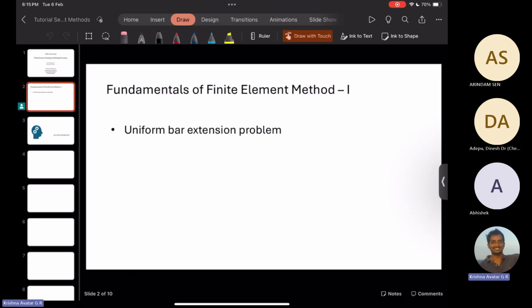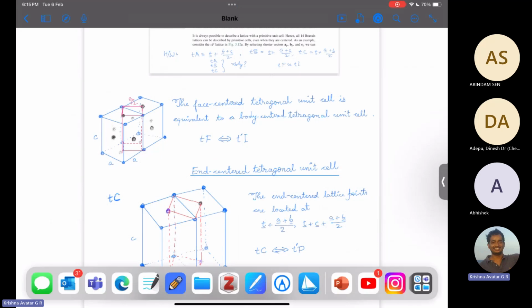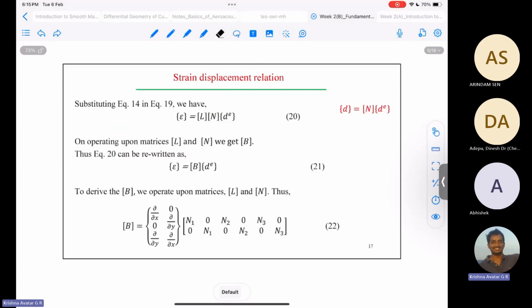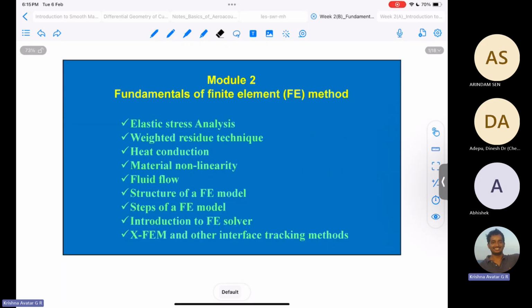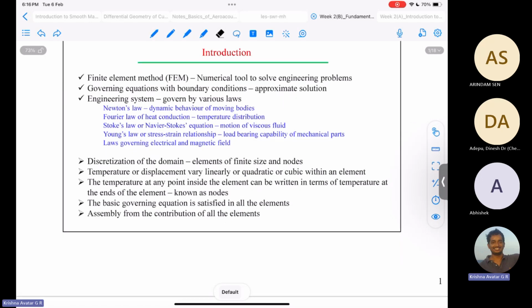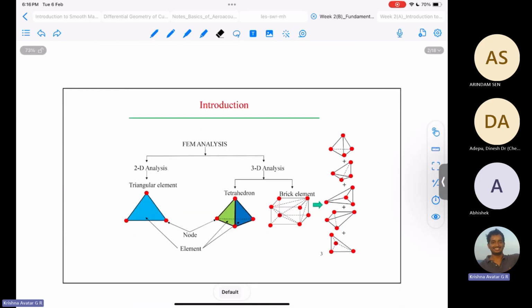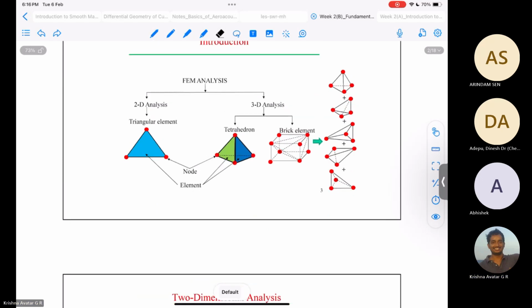So essentially, the introduction was completely mathematical. If I pull up the lectures, these are the lectures here. Essentially, it introduced why we need the finite element method, because most of the problems happen to be non-solvable analytically, so we have to adopt numerical techniques to solve them. It also introduced the different types of analysis, 2D and 3D, and the different types of elements that are typically used.